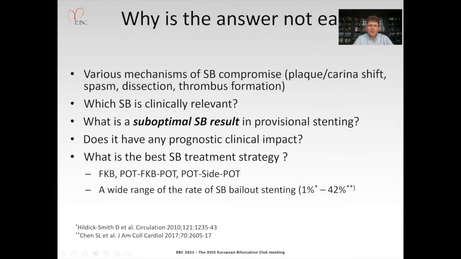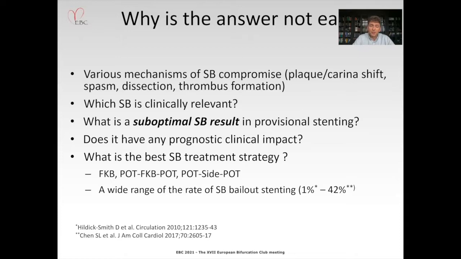So I think that the answer to this question is not easy because of many reasons, one of which is the various mechanisms of side branch compromise like plaque or carina shift, spasm, dissection, or thrombus formation. Then, of course, the question which side branch is clinically relevant. We just heard a good talk on that. And actually, what is a suboptimal side branch result in provisional stenting, and does it have any prognostic clinical impact? And finally, what is the best side branch treatment strategy?